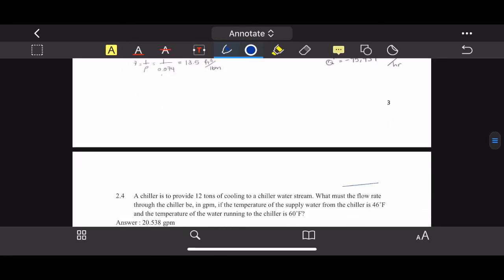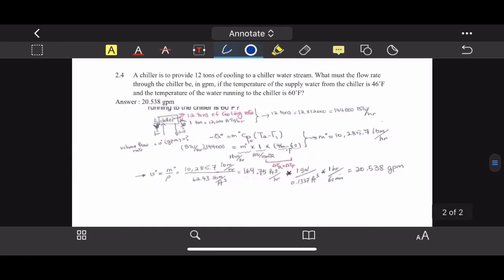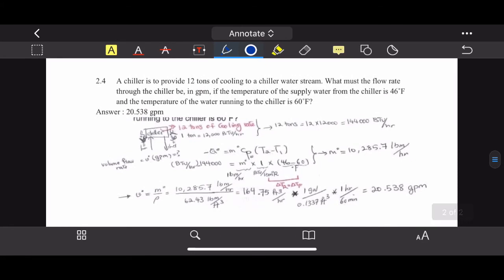Okay, let's go for the final question. A chiller is to provide 12 tons of cooling to a chilled water stream. What must the flow rate through the chiller be in gallons per minute if the temperature of the supply water is 46 degrees Fahrenheit and the temperature of water returning to the chiller is 60 degrees Fahrenheit?